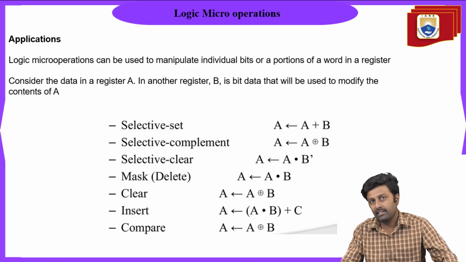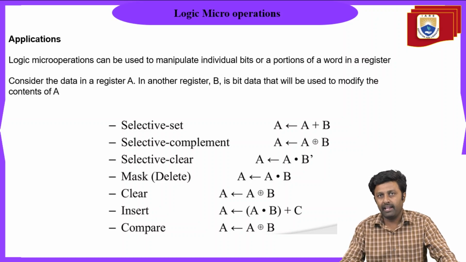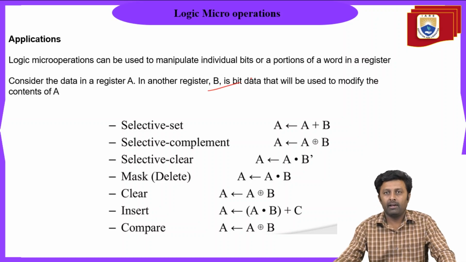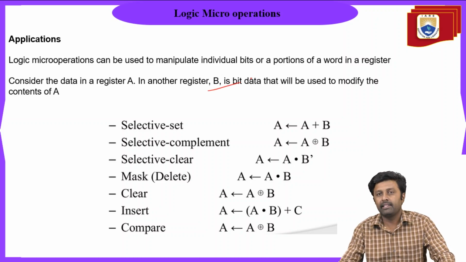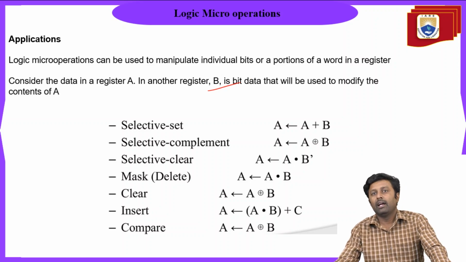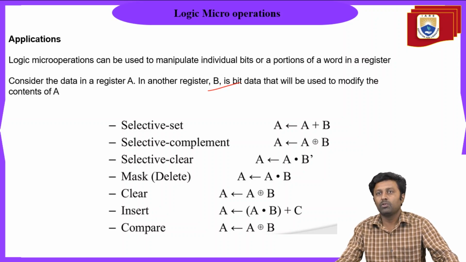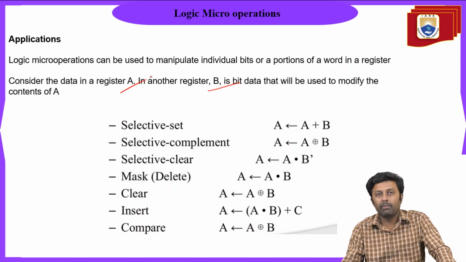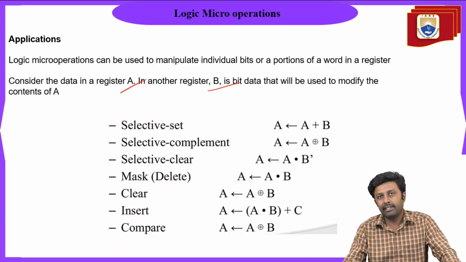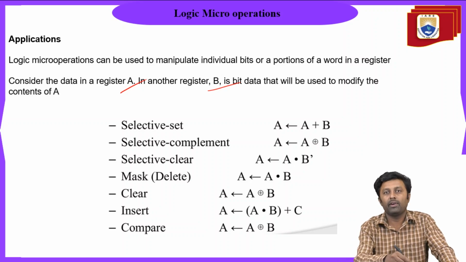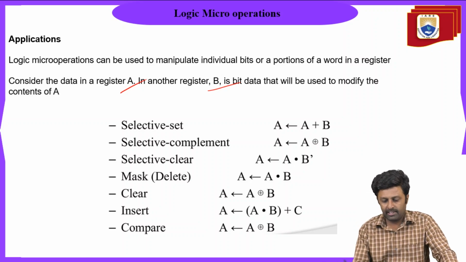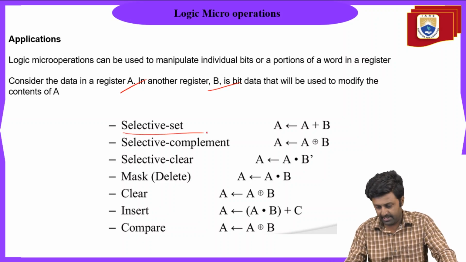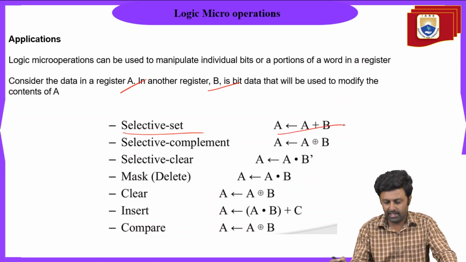And let us say consider the data in the register A and some data in another register B. So it will be used to modify the contents of A. Apart from these logical microoperations, we can use the different registers to modify the contents of the other register. Let us say this is a selective set. If you want to set it, that A plus B is done.